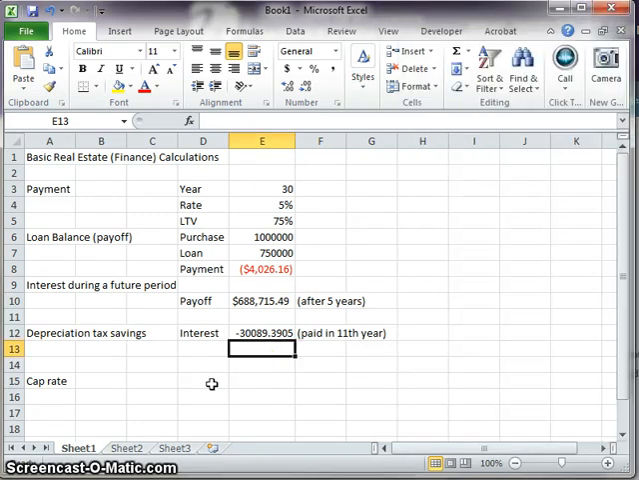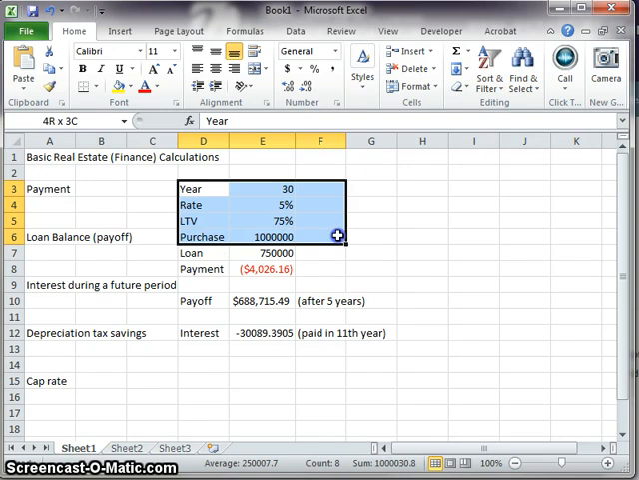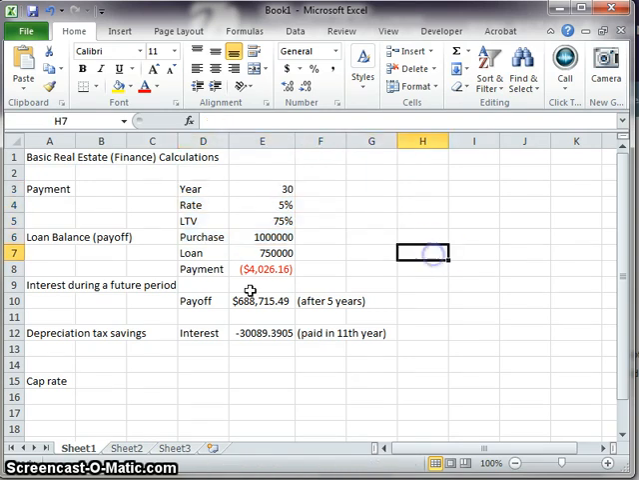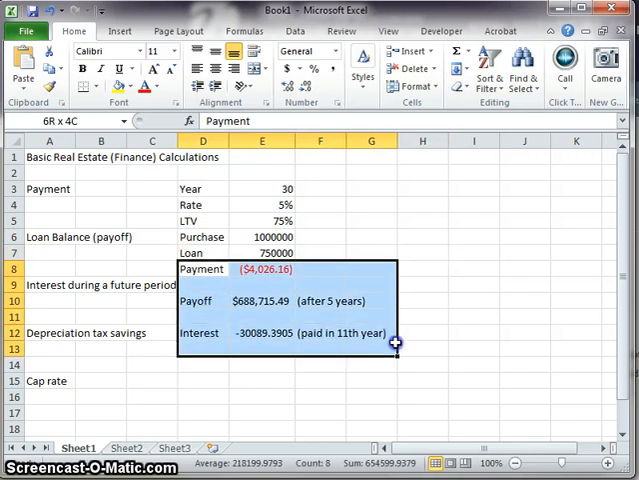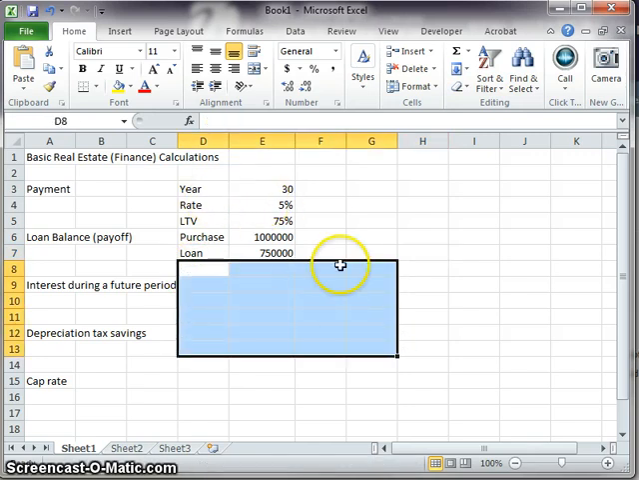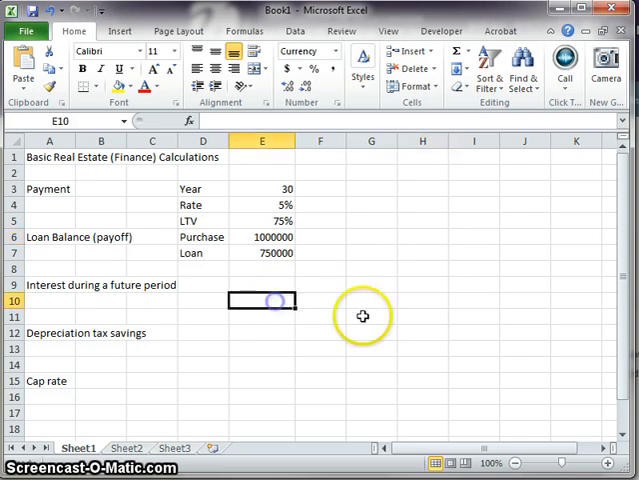All right, and the next thing that we'll take a look at is depreciation tax savings. So go ahead and delete some of this stuff here, because we don't really need the interest and the payoffs and so forth. Depreciation allows us to reduce our taxes by spreading the value of the improvements on a piece of real estate over a number of years.